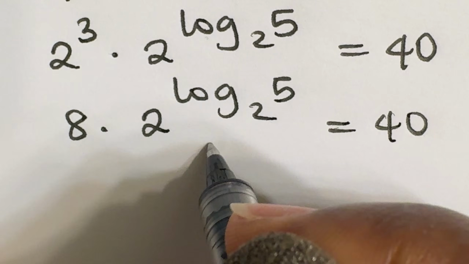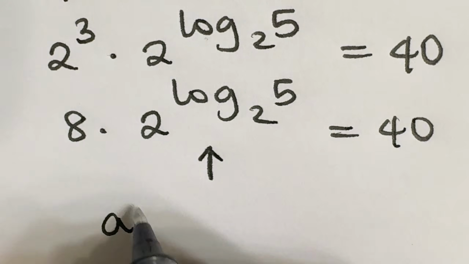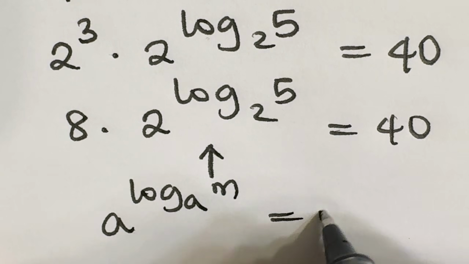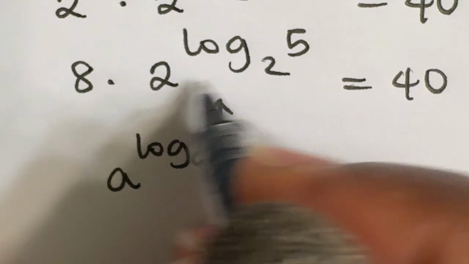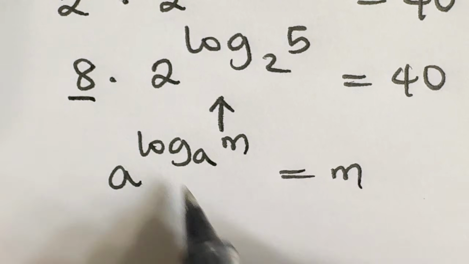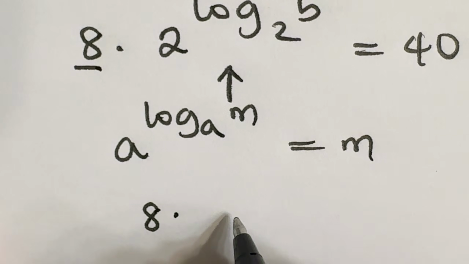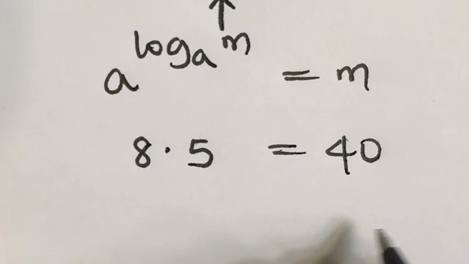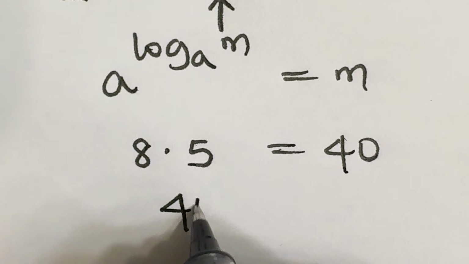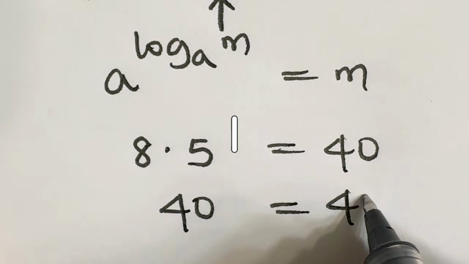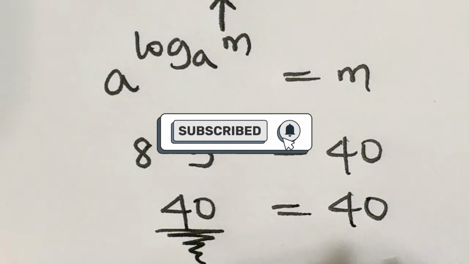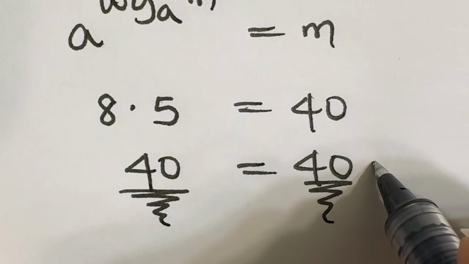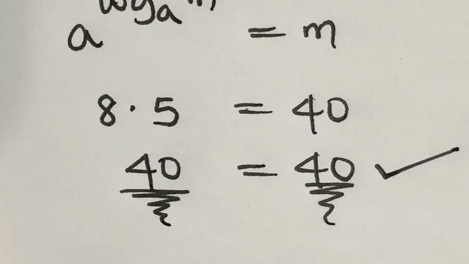By law of logarithm, this expression is of the form a raised to power log m base a, which will give us m. Hence, this expression will give us 5. Then we have 8 times 5 to give us 40. 8 times 5 is 40, so we have 40 is equal to 40. And the left hand side is equal to the right hand side. And with that being the case, it confirms that the solution we got is perfectly correct.